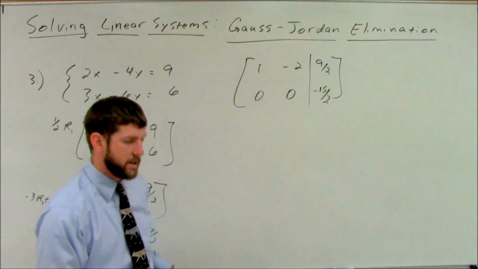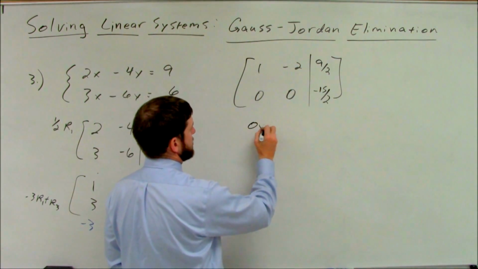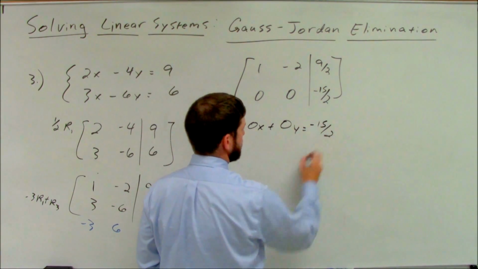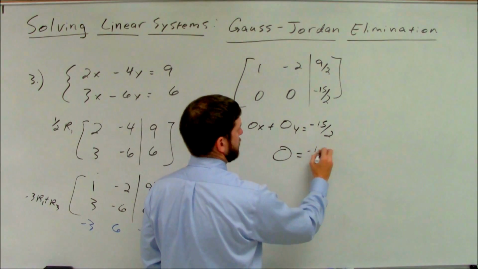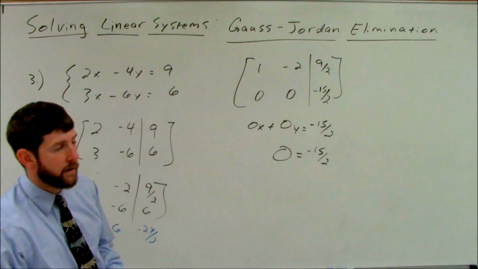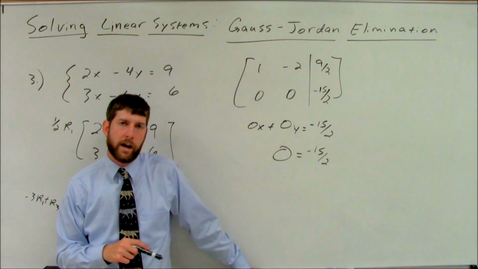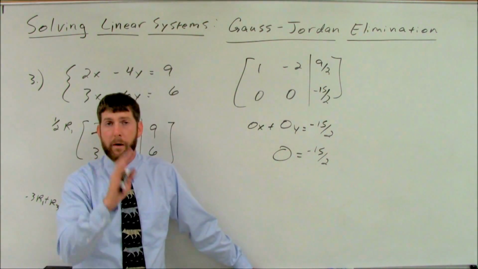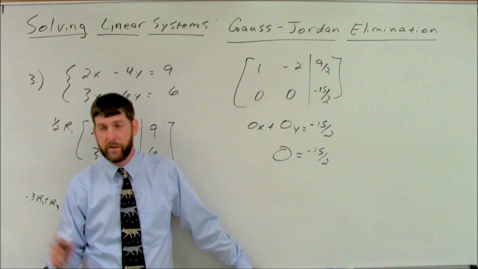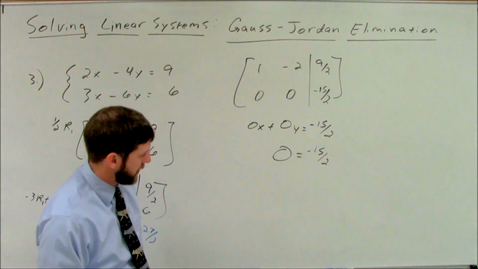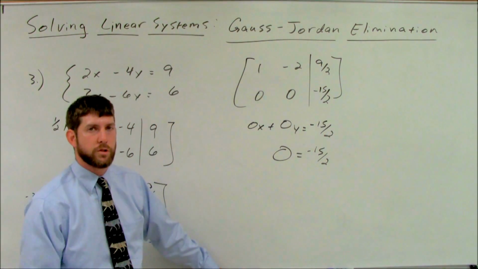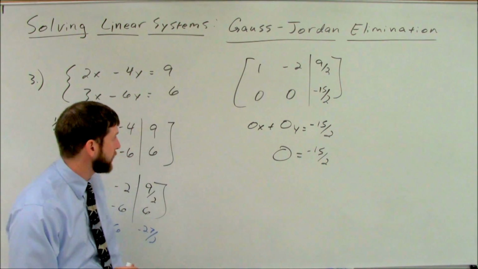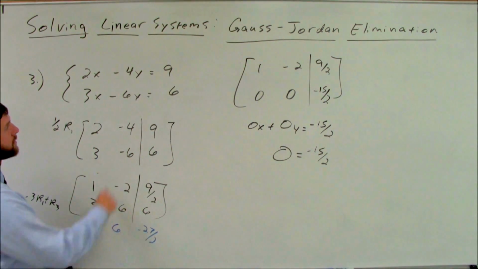At this point, do a little analysis. This says 0x plus 0y equals -15/2. Is 0 ever equal to -15/2? The answer is no. Just like with our algebraic techniques, whether substitution or linear combination, when the variables all cancel and we got a false statement, 0 equals 15/2, or -15/2 like we have here, we knew it was no solution because there's no combination of x's and y's that will ever make 0 equal -15/2.